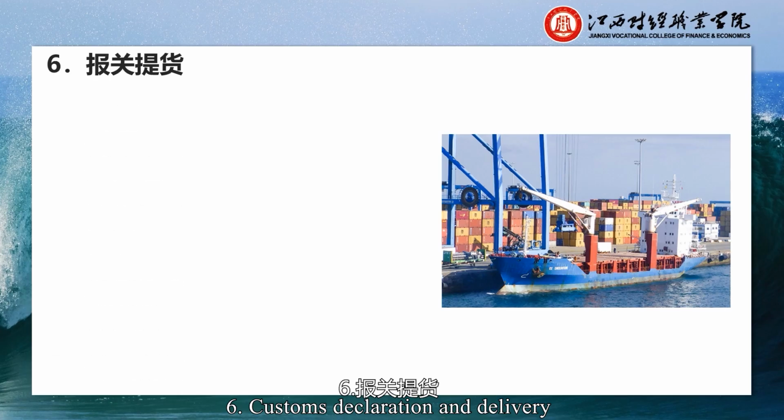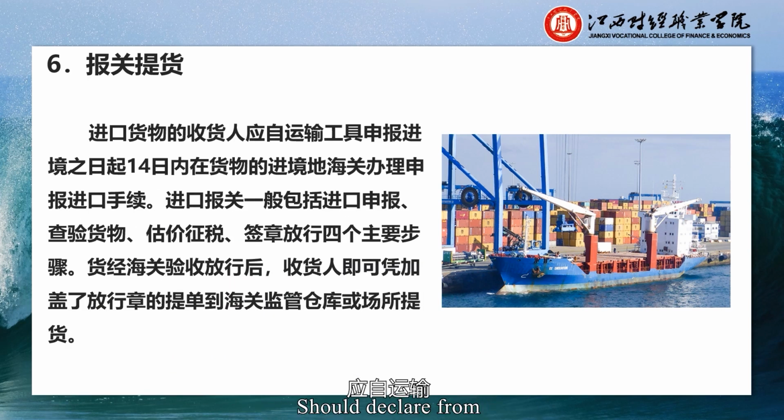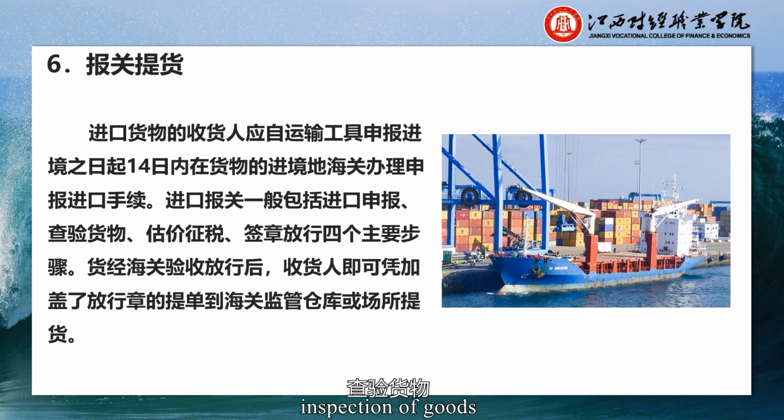6. Customs declaration and delivery. The consignee of imported goods should, within 14 days from the date of entry of the transportation vehicle at the customs of the place of entry, handle the import declaration procedures. Import customs declaration generally includes four main steps: import declaration, inspection of goods, valuation and taxation, and release with signature.